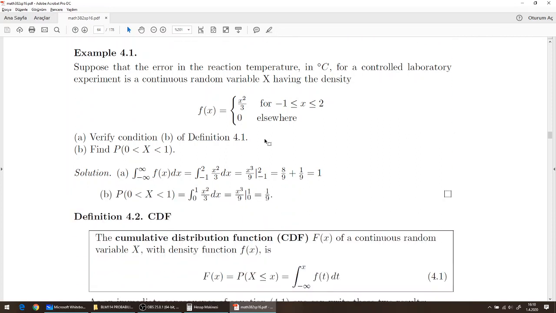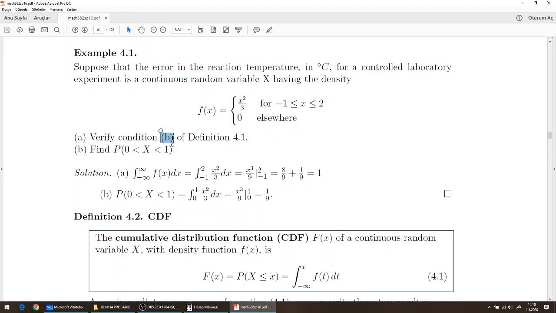Example 4.1. Suppose that the error in the reaction temperature in degrees Celsius for a controlled laboratory experiment is a continuous random variable x having the density. Here the density function is given as you see, and be careful, our density function is defined between -1 and +2. That means it isn't defined outside this interval. It is only defined within this interval. Yes, that is important. It is zero elsewhere. Out of the interval, it is zero.